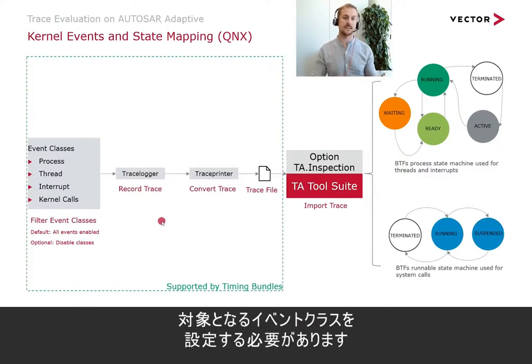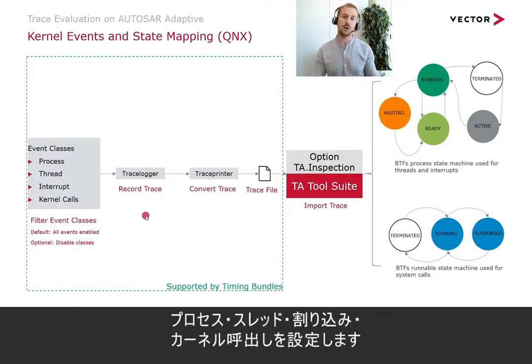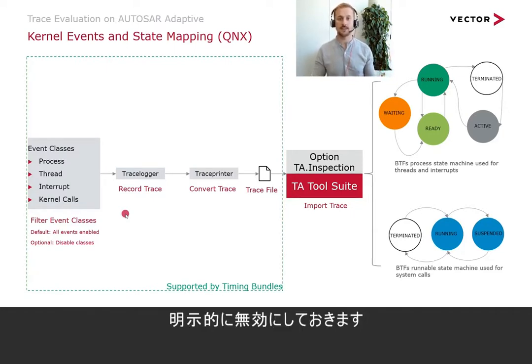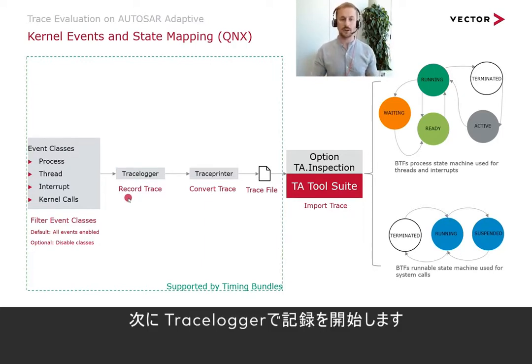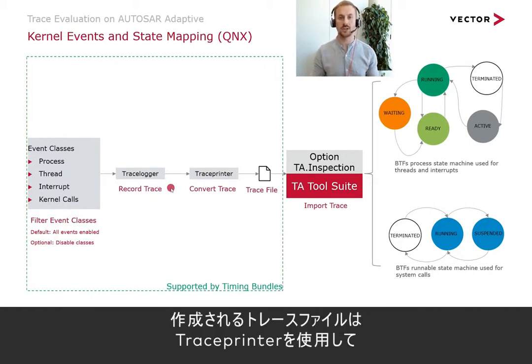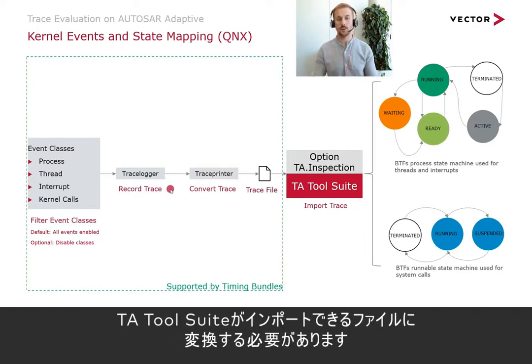First of all, it is necessary to configure the interesting event classes, which is in our case process, thread, interrupt, and kernel calls. By the way, in QNX it is usually that you have to disable explicitly non-interesting event classes. Then you start the recording via the trace logger. This produces a trace file which needs to be converted with the trace printer to a file which can be imported by the Tier 2 Suite.